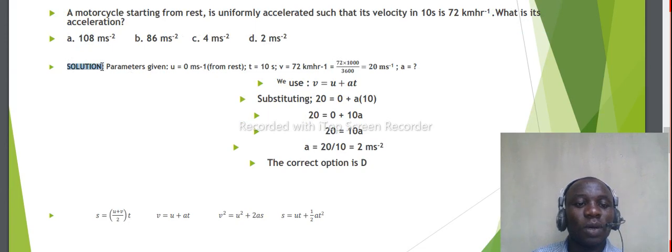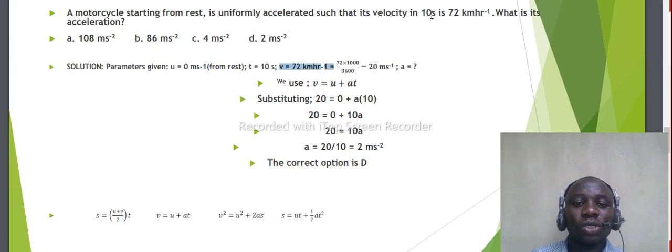So firstly, we write out our parameters. So what are the parameters? A motorcycle starting from rest means that the initial velocity is 0, so u will be 0 meter per second. Then it's uniformly accelerated such that its velocity in 10 seconds. So the 10 seconds there is a time. So we are given the time t to be 10 seconds. 72 kilometer per hour. That is our final velocity, v.